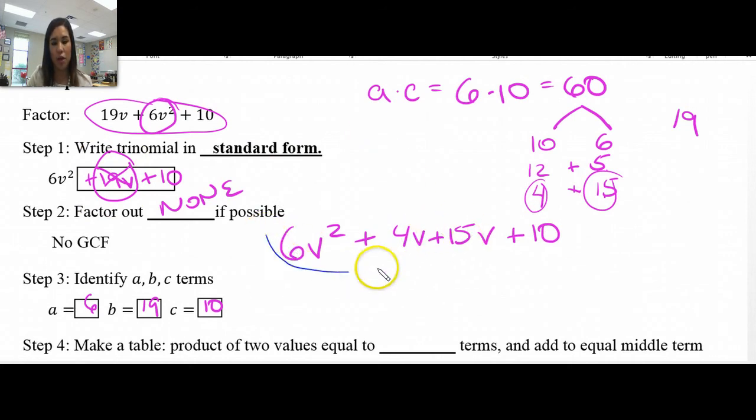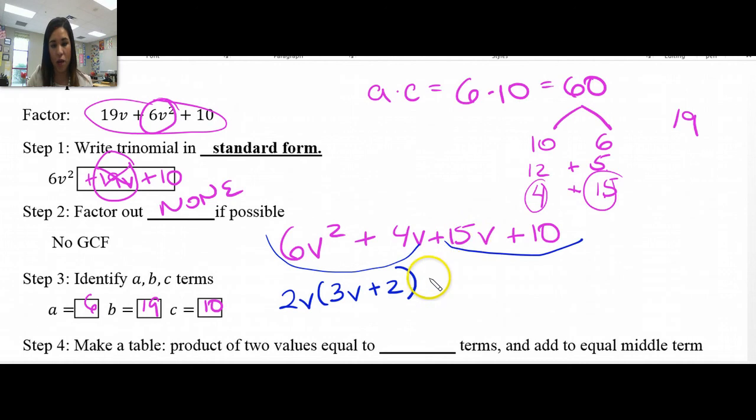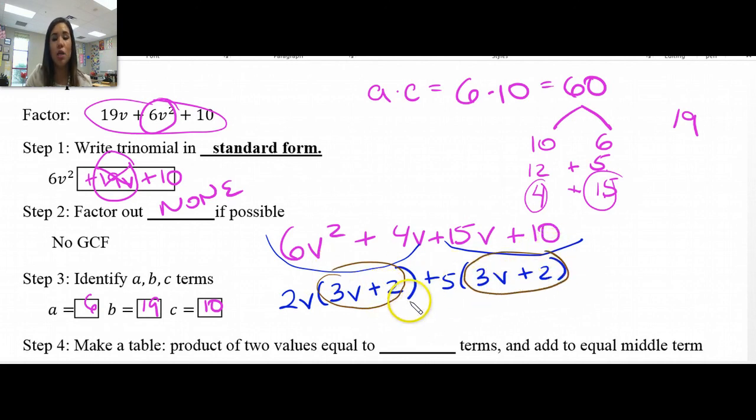I'm going to see if I can group these and factor out anything. So here I can factor out a 2v, and I'm left with 3v plus 2. Here I can factor out a positive 5, and that's it because I can't factor out a variable. So I'm left with 3v plus 2. So remember, our goal is to find something inside the parentheses that is the same. Did I accomplish that goal? Yes, I did. So now let's factor that out.